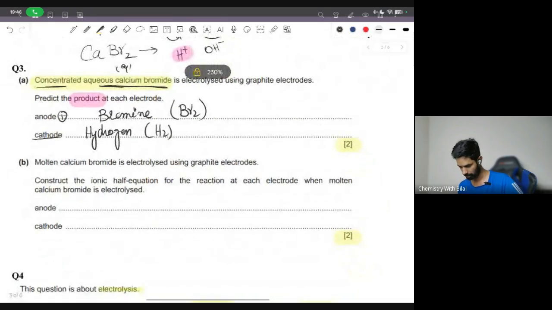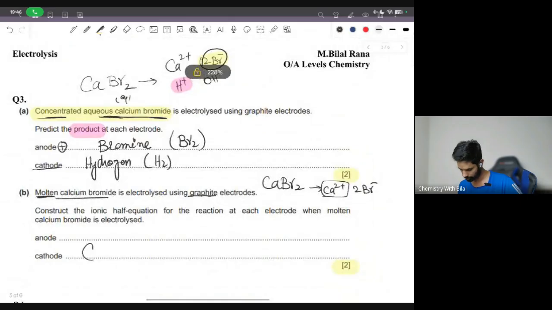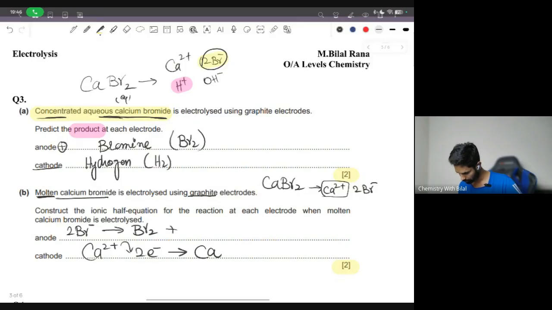Yes, thank you. This time we have molten calcium bromide using graphite electrode. Construct the half equation. सबसे पहले what ions do we have? Calcium CaBr2. It would produce calcium ions. It would produce bromide ions, right? Calcium ions and bromide ions. Now cathode will attract these cations, right? What charge do we have on calcium? 2 plus. Just simply add 2 electrons and give it calcium. And anode will attract the bromide ion. Bromide ion will give you bromine क्योंकि ये 2 होता है, and they will lose 2 electrons. Thanks so much. सबको समझ आ गई बात? Yes, sir.